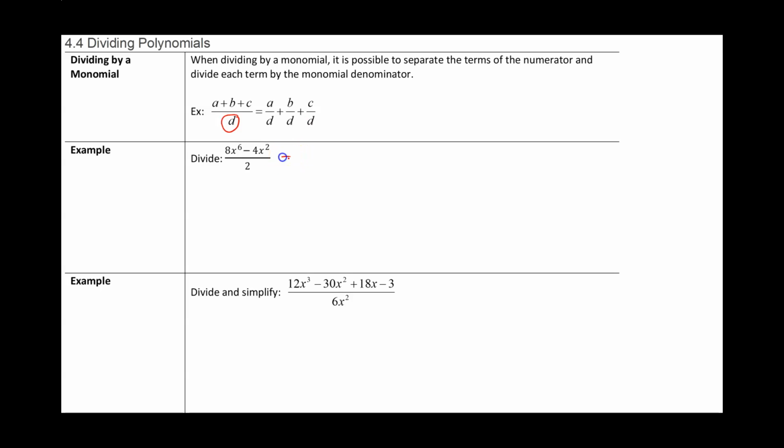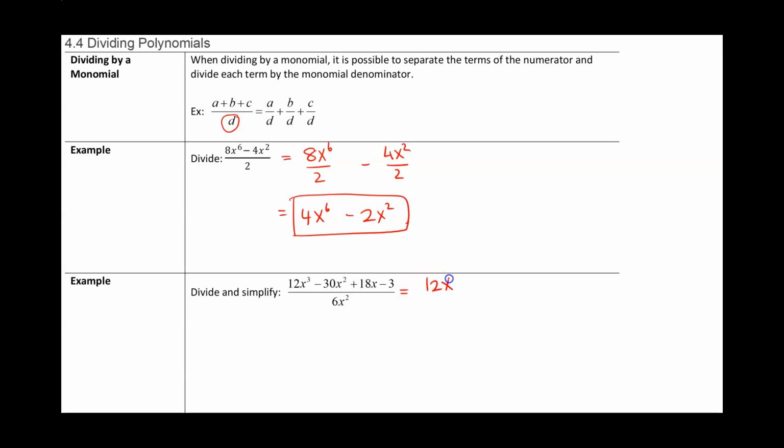For example, here we would take 8x to the 6th and divide that by 2. Then we would take negative 4x squared and divide that by 2. Now 8 over 2 is 4, and the x to the 6th remains x to the 6th. 4 divided by 2 is 2, and so we have a negative 2x squared. This is our final answer. So just take each term of the numerator and divide it by the monomial on the denominator. All right, let's take a look at the next one.